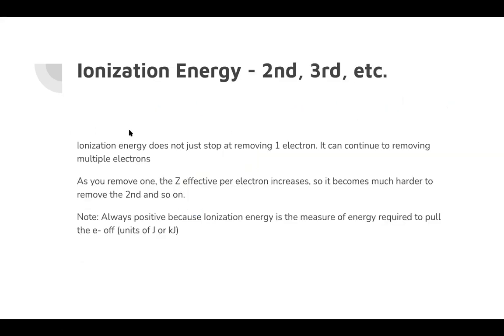Another thing is ionization energy does not stop at removing just one electron. You can continue to remove more than one. And as you do so, the amount of energy required to remove it is going to increase. If we think back again to the Z effective, same idea: as you have fewer electrons, the force per electron is greater. So if you're removing more and more electrons, you have to pull even harder to overwhelm the force that the Z effective applies. Another thing to note is that ionization energy is always going to be a positive value because it's a measurement of energy in joules, kilojoules.